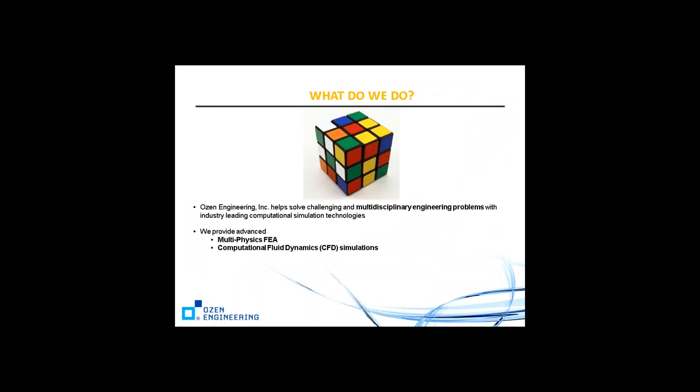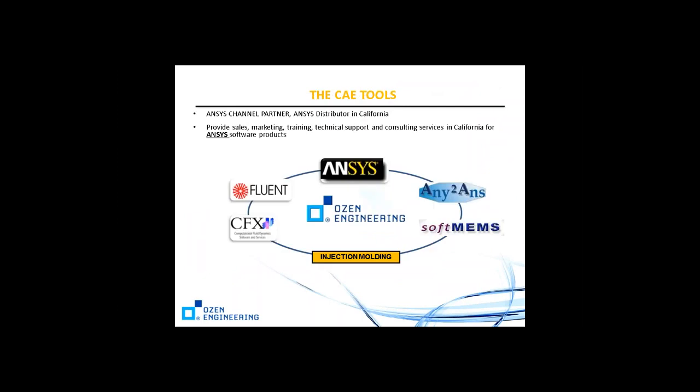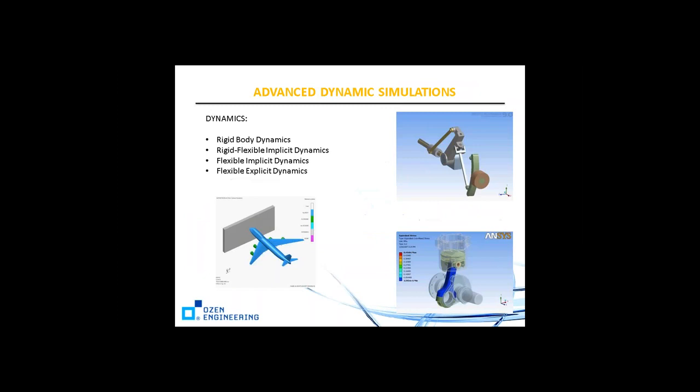Who are we? Ozen Engineering. We are the ANSYS distributor here. We are also a consulting company. We get into a lot of FEA, CFD type of problems. So we are the ANSYS distributor in California, and we provide sales, marketing, and training for ANSYS software products. And we also do advanced simulations like rigid body dynamics, rigid flexible, implicit dynamics, and explicit dynamics. So these are implicit simulations. This is an explicit simulation. So we have special classes on those.